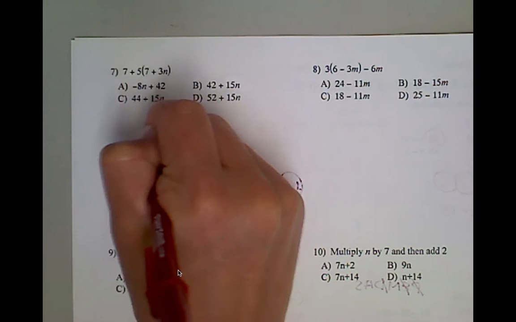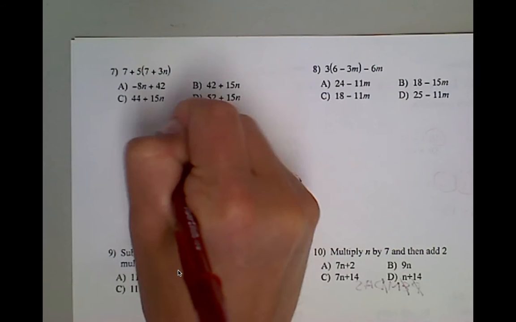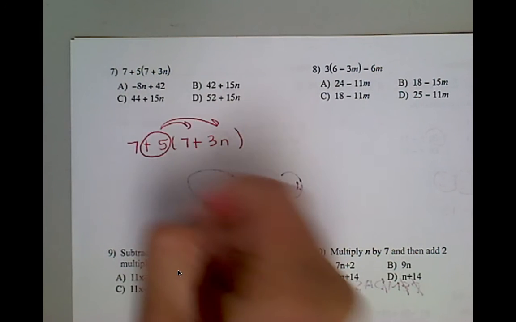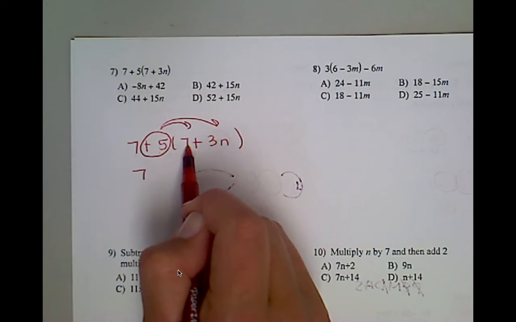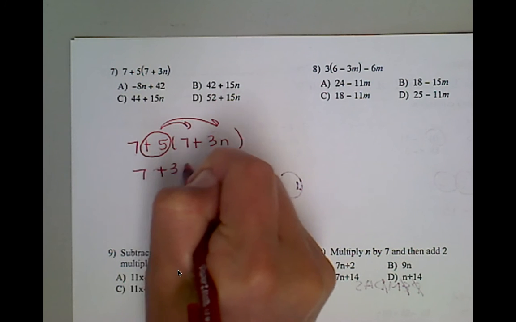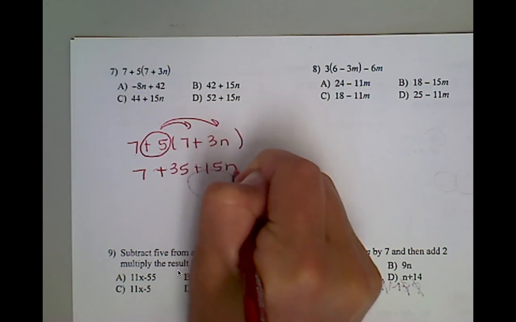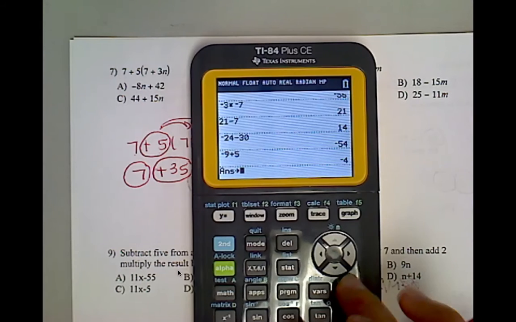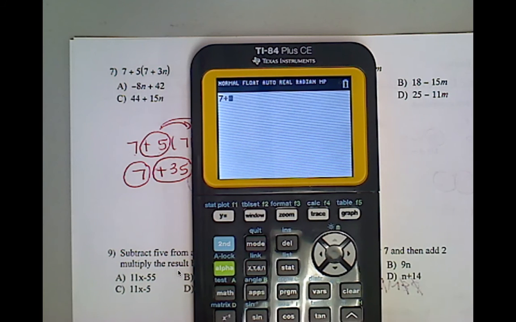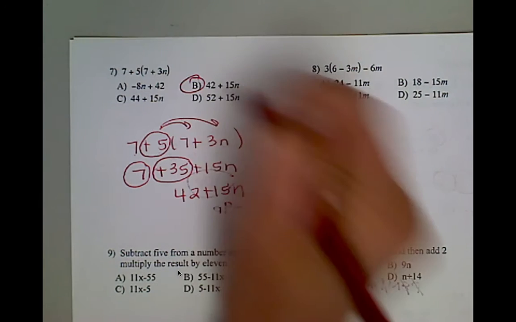We got 7 plus 5 times 7 plus 3n. That's a positive 5, which I'm going to distribute to both pieces. I did not touch the 7, so I'm going to write it down. 7, a positive 5 times a positive 7 is a positive 35. A positive 5 times a positive 3n is a positive 15n. This positive 7 and positive 35 are like terms. If I don't know what that's going to give me, I'm going to type in 7 plus 35, and I'm going to get 42. 42 plus 15n, which is answer B.